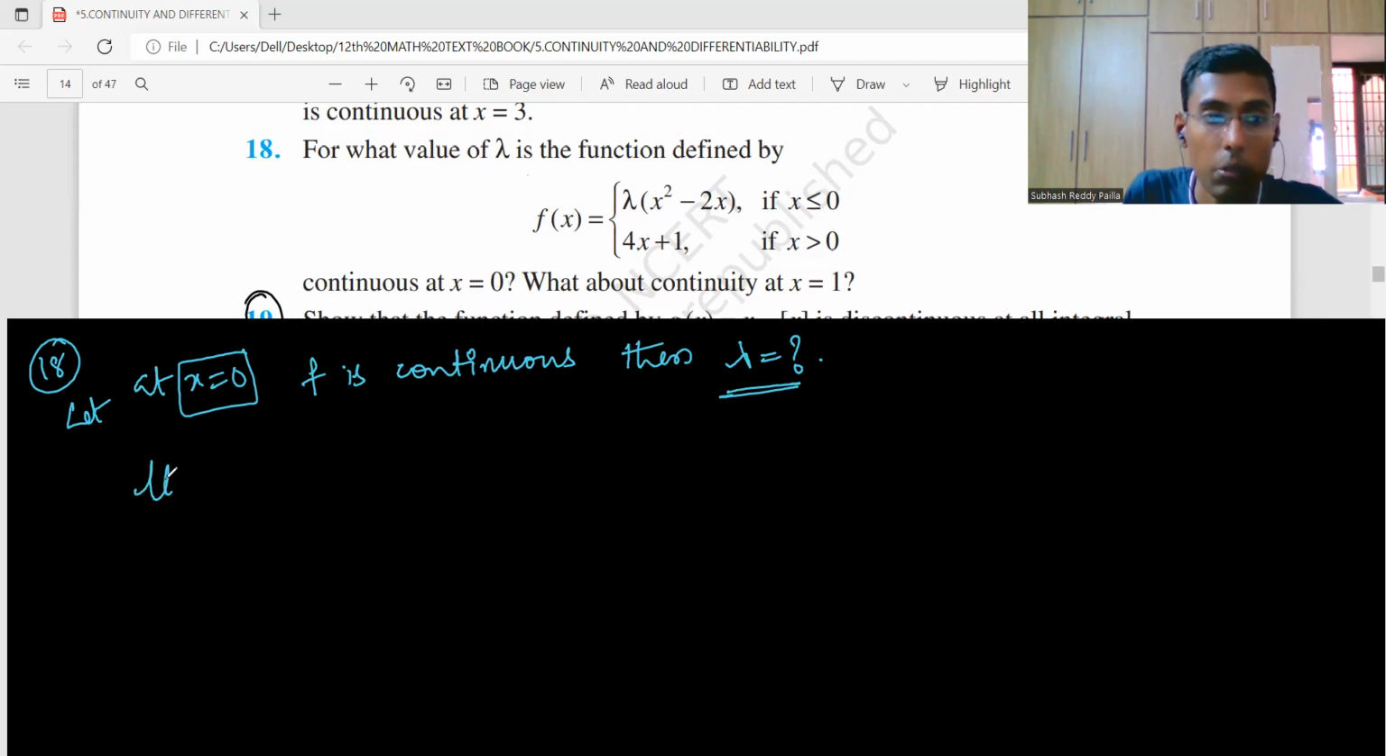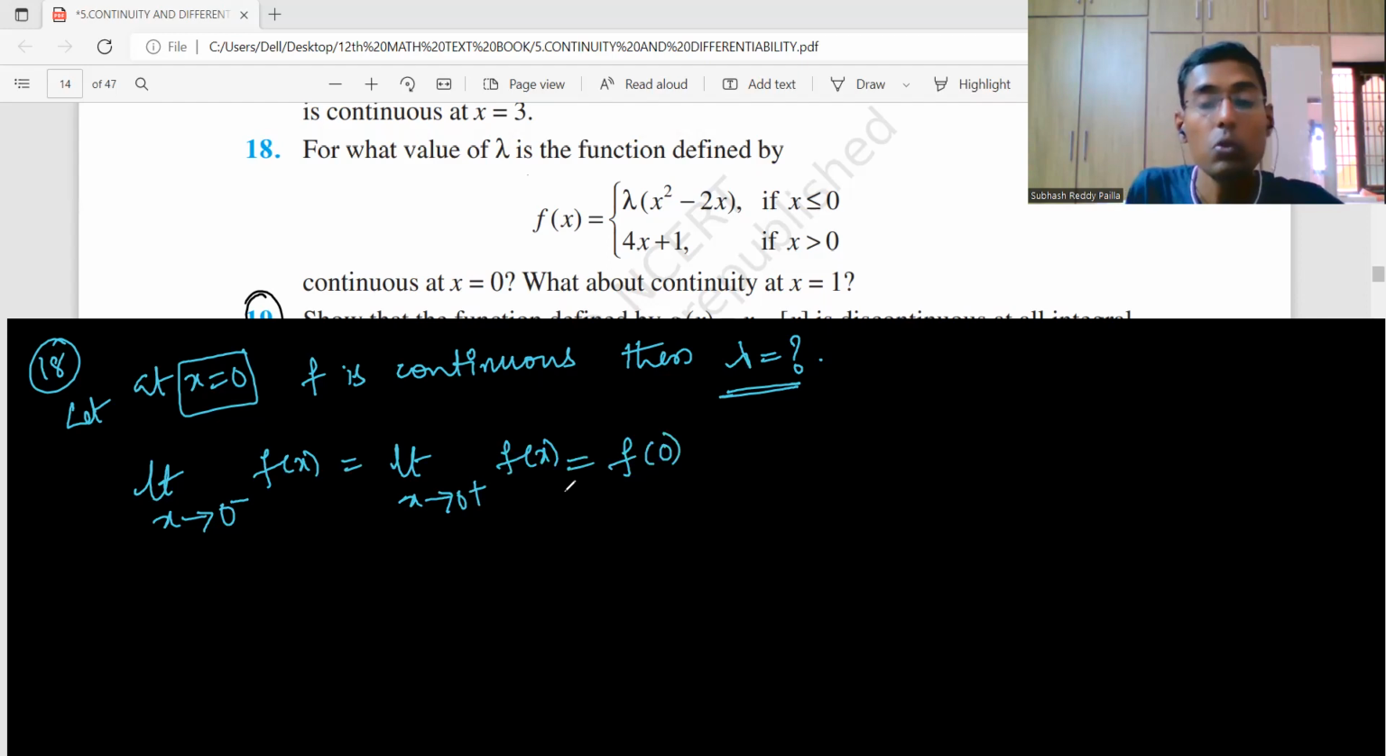That means limit x tends to 0 minus f of x equal to limit x tends to 0 plus f of x equal to f of 0. This is what we need to write because their left and right both are there. Therefore, we need to write left and right limit. So here, 0 minus, lambda into x square minus 2x, equal to, plus is 4x plus 1.